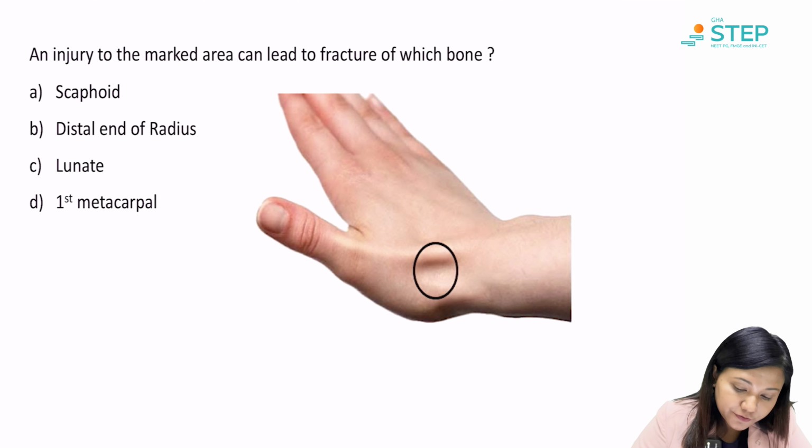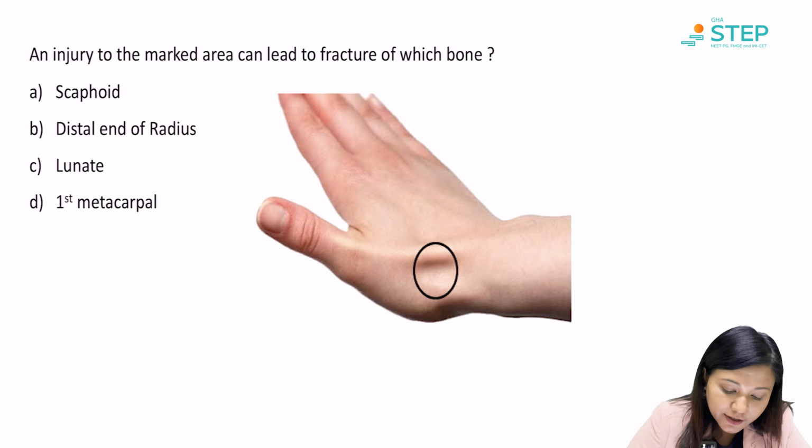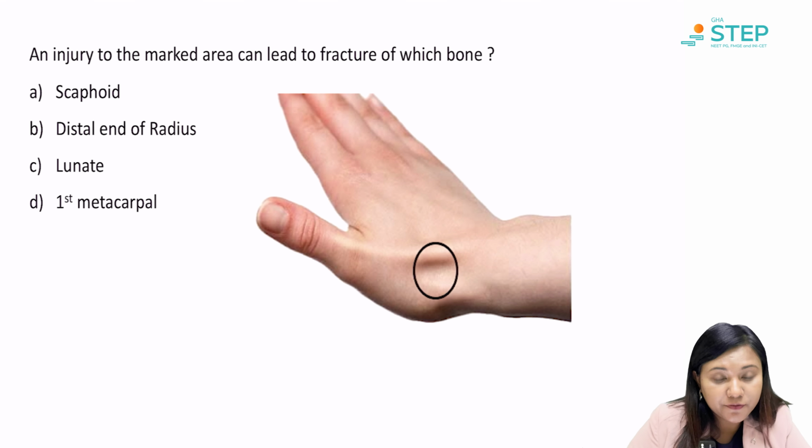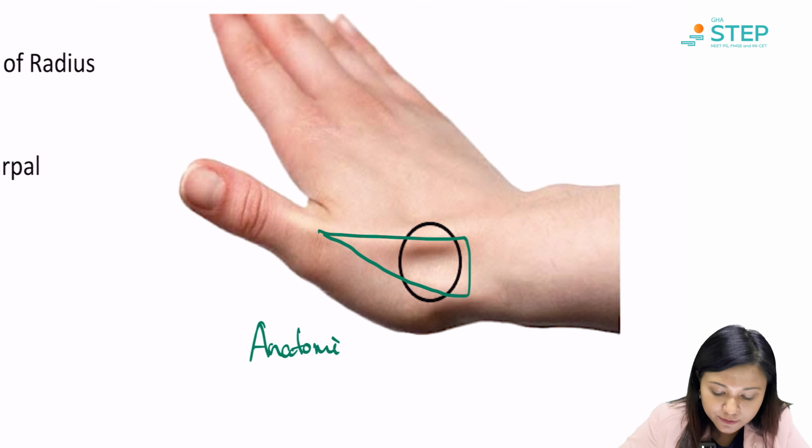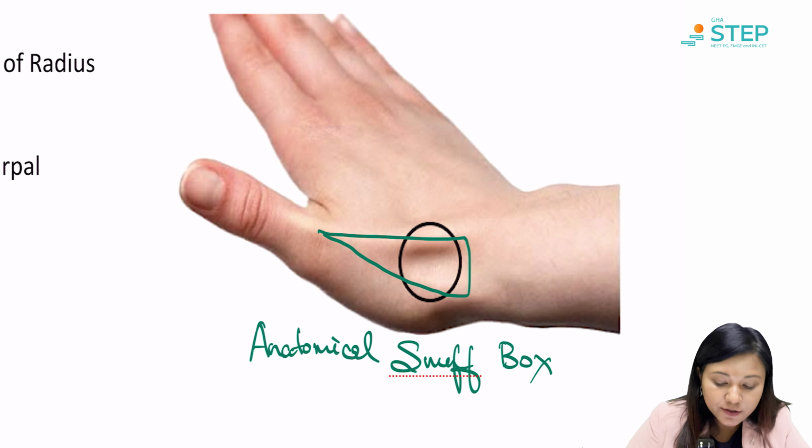Let us come to the next question. That is, an injury to the marked area can lead to the fracture of which bone? They have given the options: scaphoid, distal end of radius, lunate, and first metacarpal. Before attempting this question, you should know what this area is called. This area is known as the anatomical snuff box.